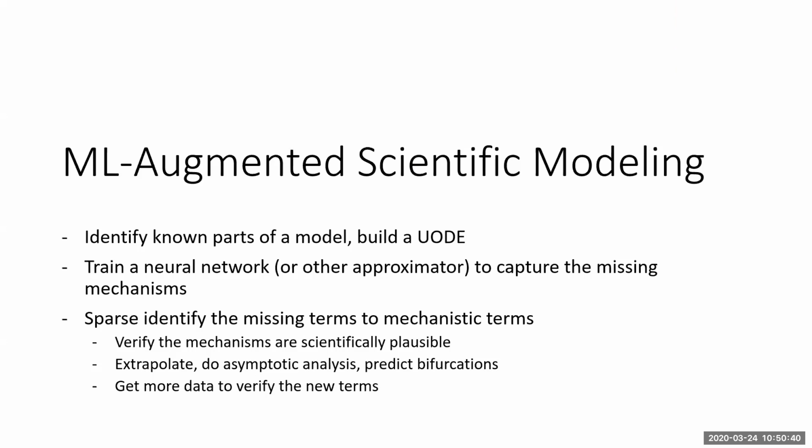So essentially that is the ML augmented workflow, in a nutshell. We can identify unknown parts of a model. We can use the model that we have and build this universal ODE, where we replace terms that we didn't know with a neural network. We can train the neural network to capture the missing mechanisms, and then sparse identify the missing terms to be mechanistic terms. Then we can utilize our scientific knowledge to understand what those identified terms mean and whether they're scientifically plausible, and then we can use that to extrapolate.